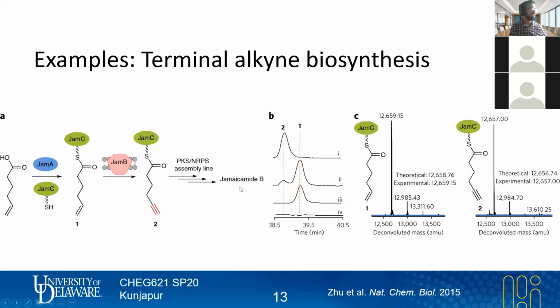And at least in the case of the work based on Jamaikamide B, there was then follow-up work where the ability of the terminal alkyne to participate in click chemistry was used to click on fluorophores and then do enzyme engineering in order to improve the enzyme that converts this terminal alkene to a terminal alkyne. And so that's pretty neat. You can imagine that you wouldn't necessarily even just improve it on its native substrate, but that you could engineer it to have a broader substrate specificity to be able to convert other terminal alkenes to terminal alkynes.